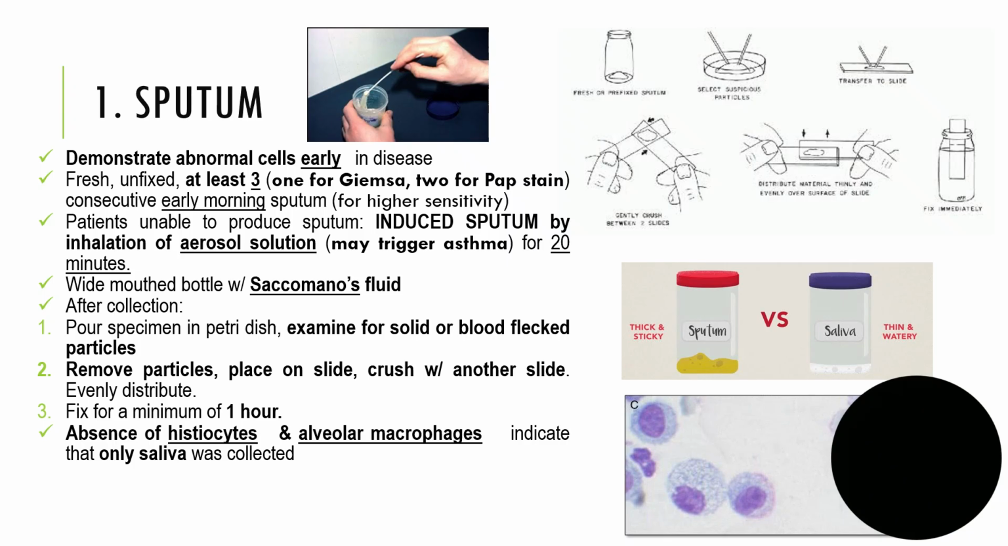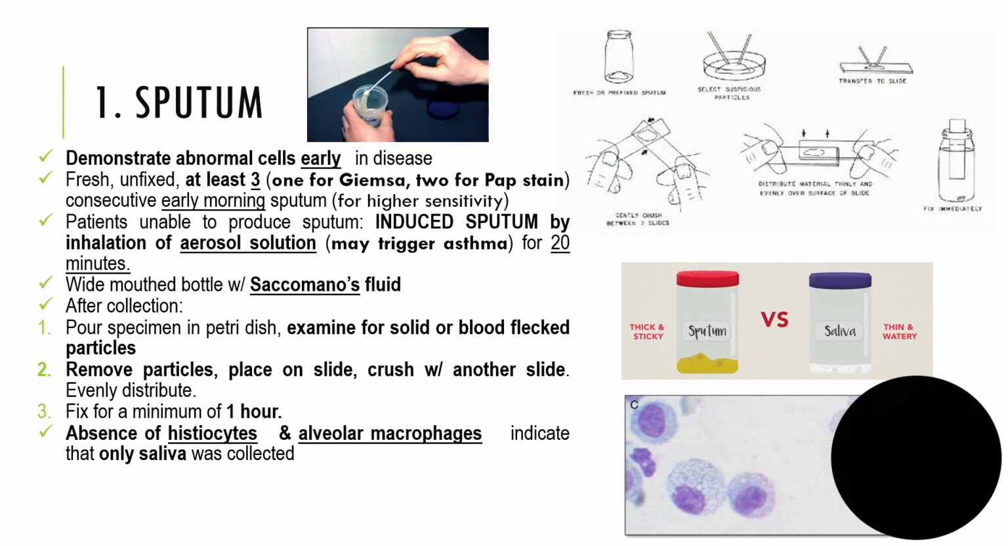For patients unable to produce sputum spontaneously, such as those with chronic obstructive disease, induced sputum is an option. The patient inhales an aerosol solution for 20 minutes to stimulate expectoration. However, a word of caution, this procedure can trigger bronchospasm, so it should be used carefully in asthmatic patients.